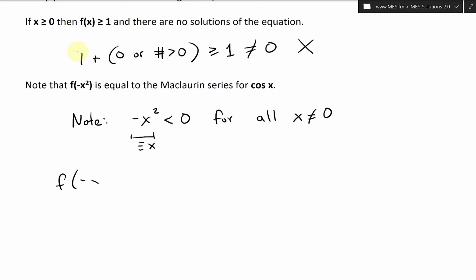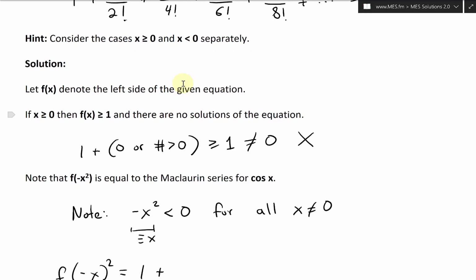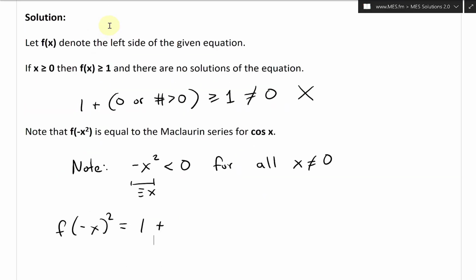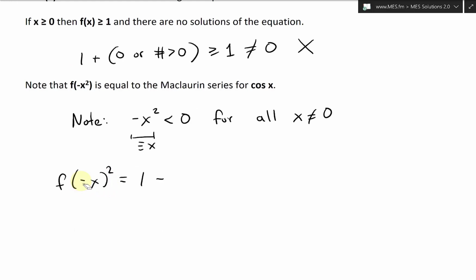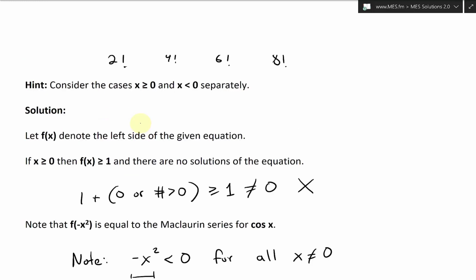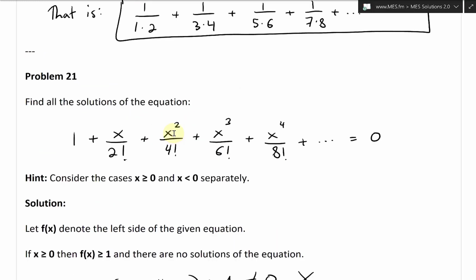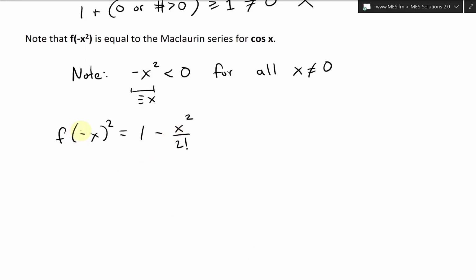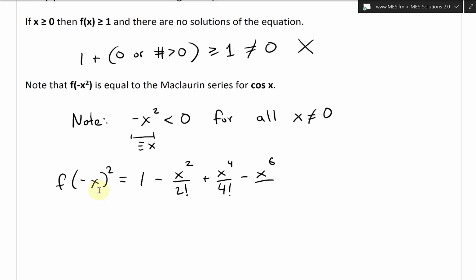So f of negative x squared is equal to 1 plus, and then the next term, that's an odd power, so the negative stays: negative x squared over 2 factorial. And then the next one is x squared, so negative squared, an even power, becomes positive, so x to the 4 over 4 factorial. Then the next one is going to be minus, it's going to be x cubed, and then x cubed should be the negative x. Whoops, get this out of the bracket, like that.